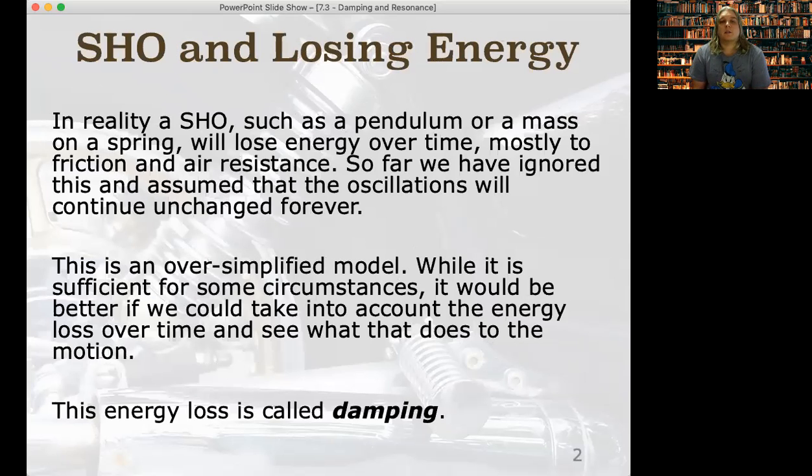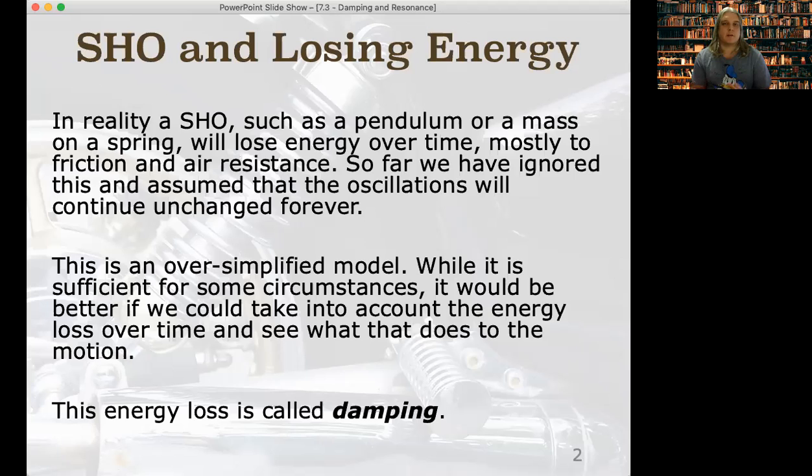So a simple harmonic oscillator, such as a pendulum or a mass on a spring, will actually lose energy over time in the real world. So it won't actually be a simple harmonic oscillator. SHOs are an ideal approximation that we use to understand the system, but they're not really how things work in reality. So as I said, we've ignored this, but we are going to think now about what happens. We call it damping.